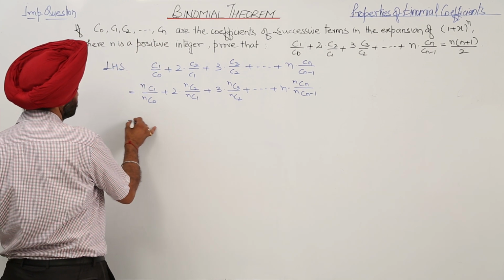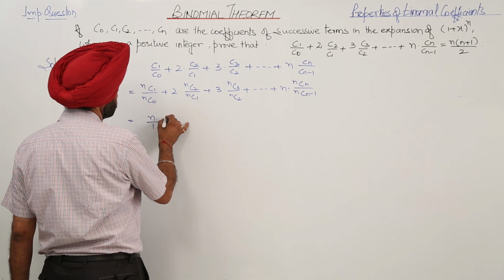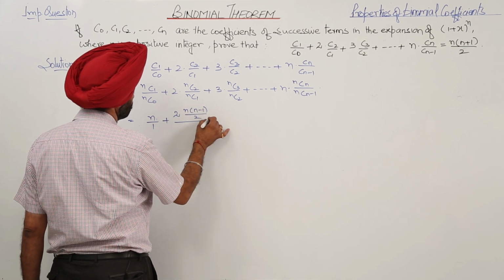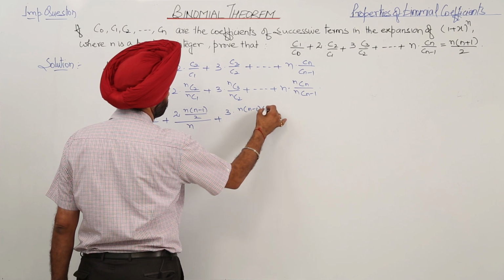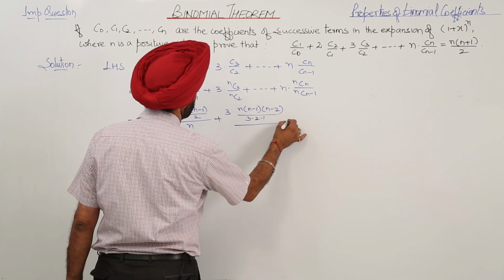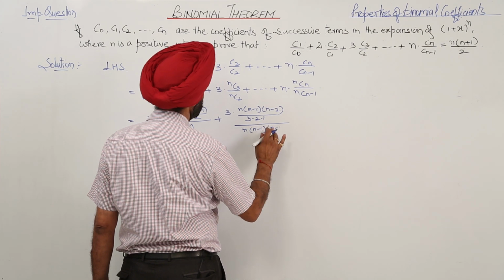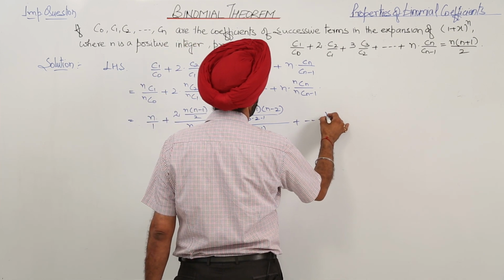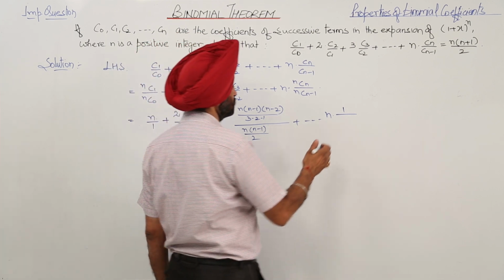Now solving this one, what is nC1? It is n, and nC0 is 1, plus 2 with (n minus 1) upon 2 upon n, plus 3 with (n minus 1)(n minus 2) upon 3 factorial upon nC2, which is n(n minus 1) upon 2, plus n. Now nCn is 1, upon nCn minus 1.